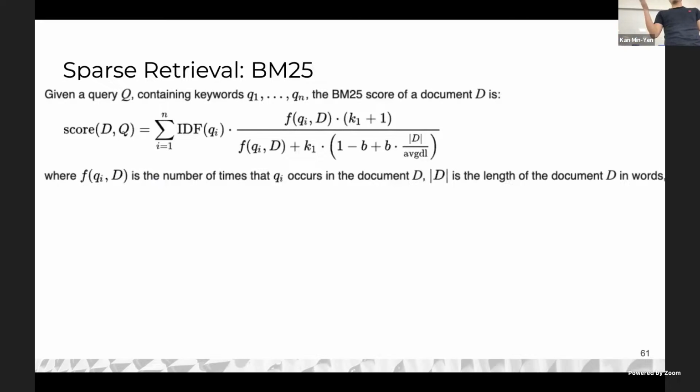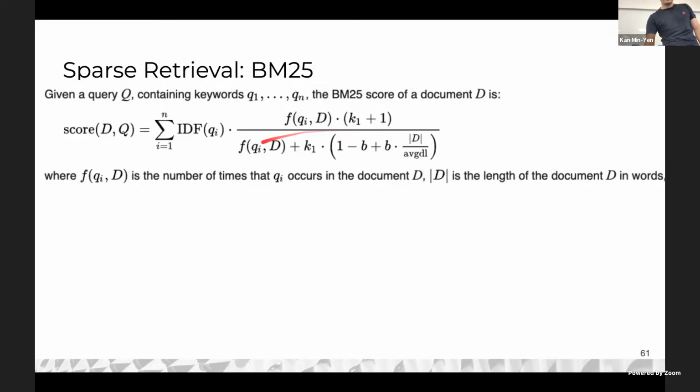Right. So BM25, what does BM mean? Anyone can guess? Very simple. It just means best matching. And there's this formula here.